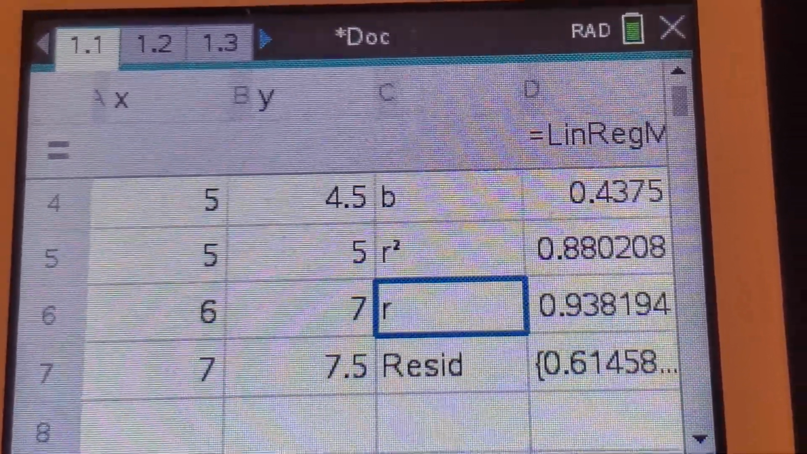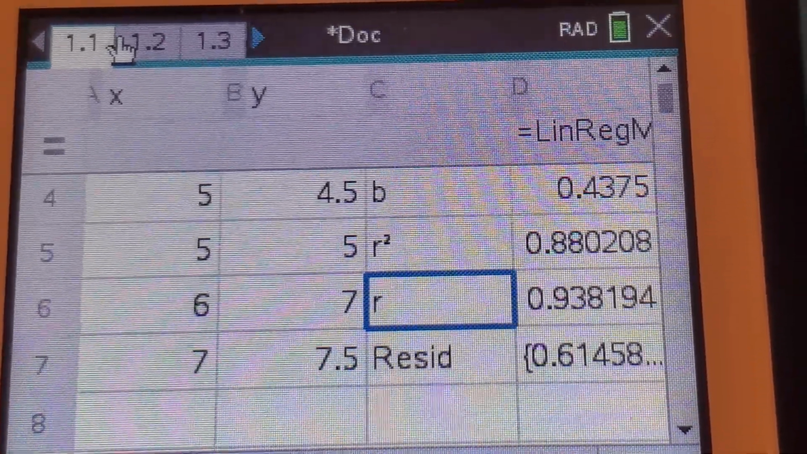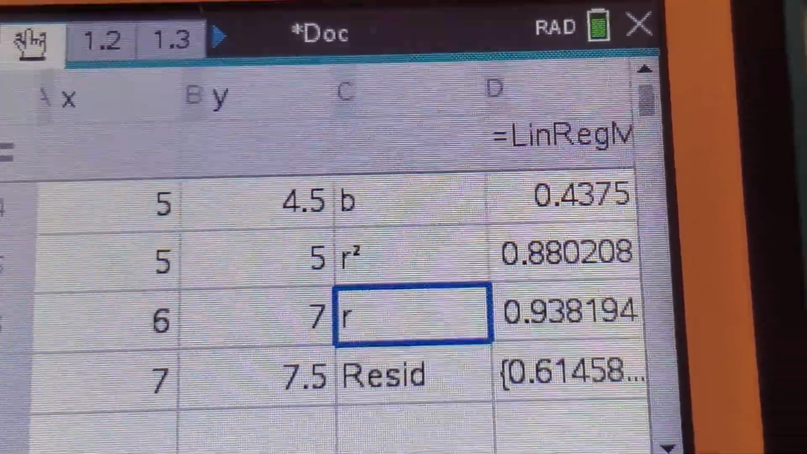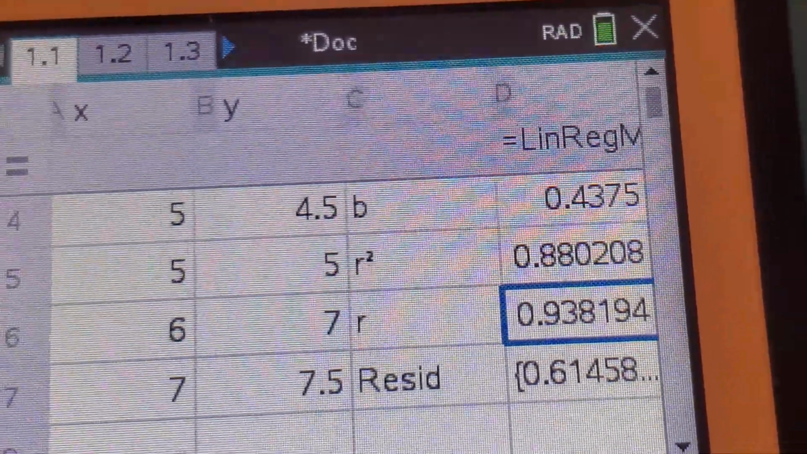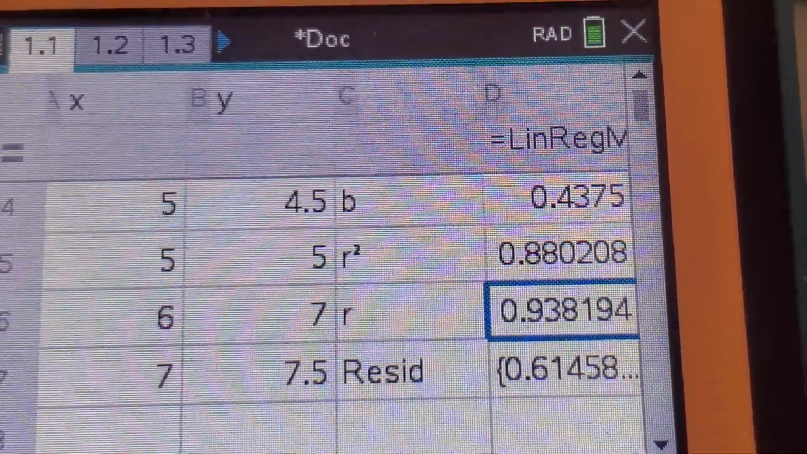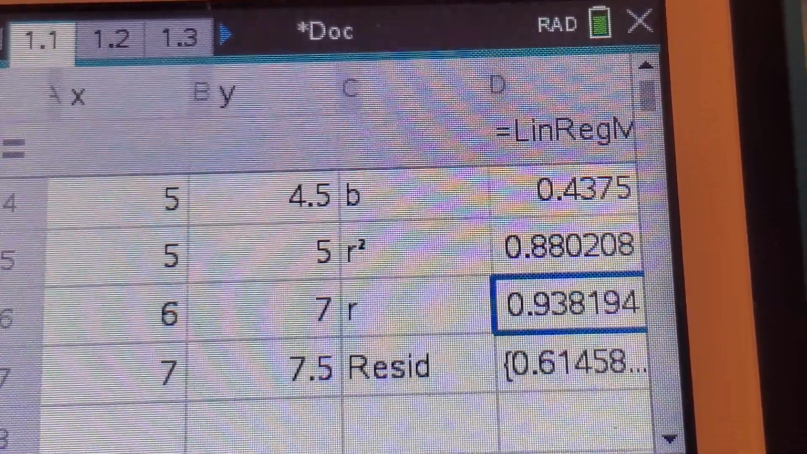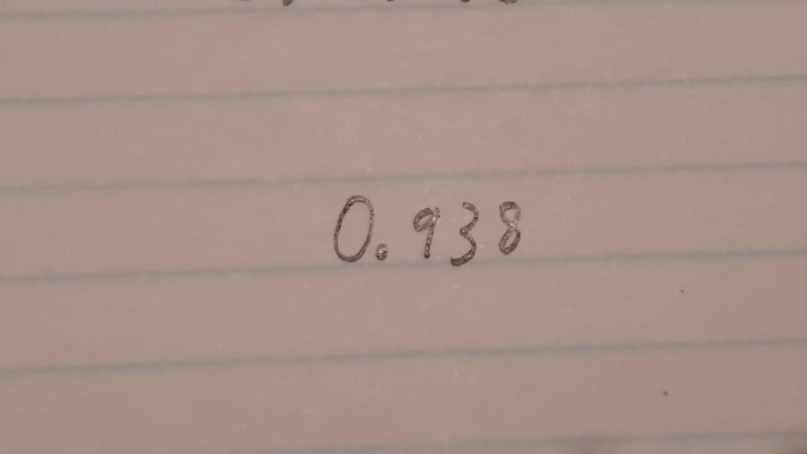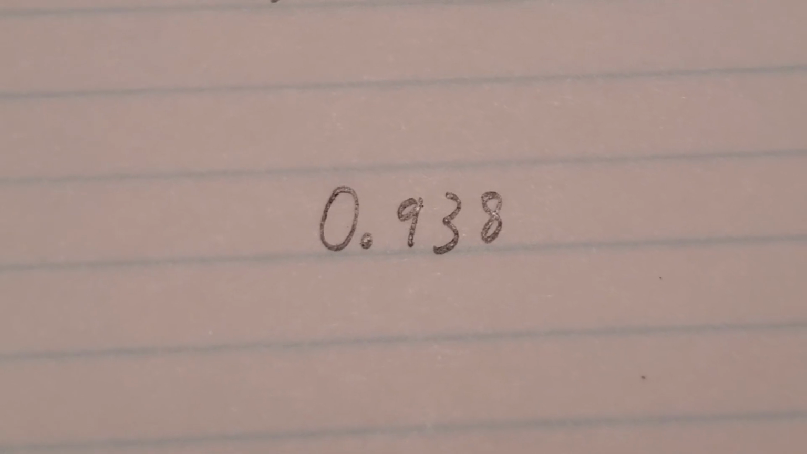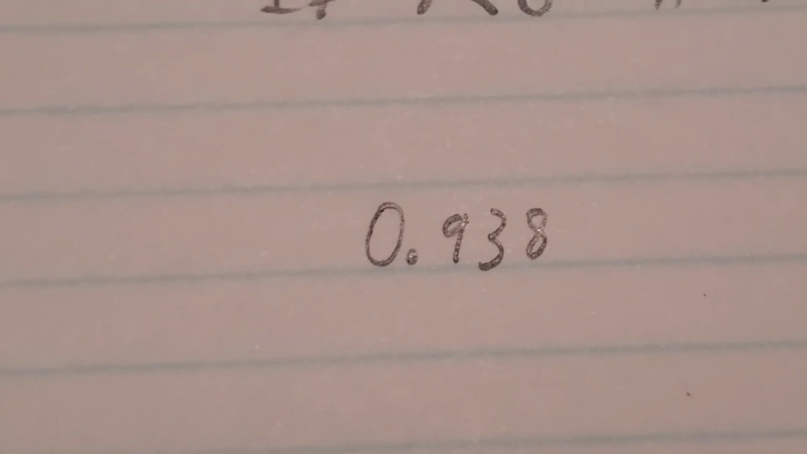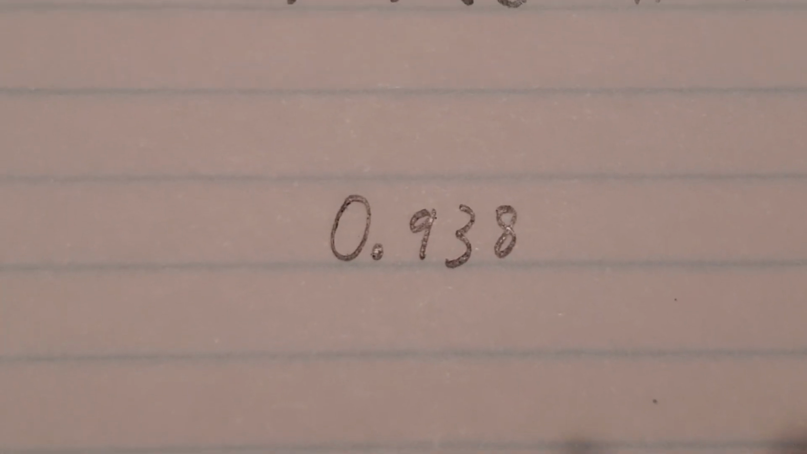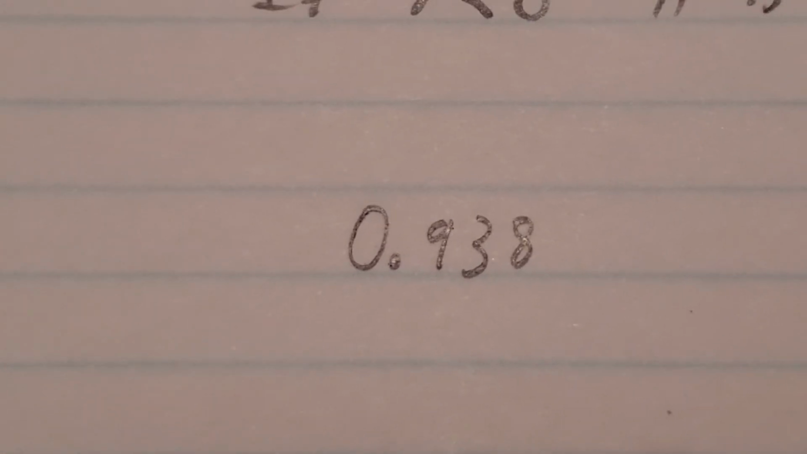As I showed you earlier, R would be the correlation coefficient. So this is our correlation coefficient, 0.938, etc. As we saw earlier, the closer it is to 1, the closer it is to the line. So our line is pretty good. It shows the numbers very well, and it is a very strong positive correlation. The numbers are generally pretty close to each other, and it does not vary much at all.